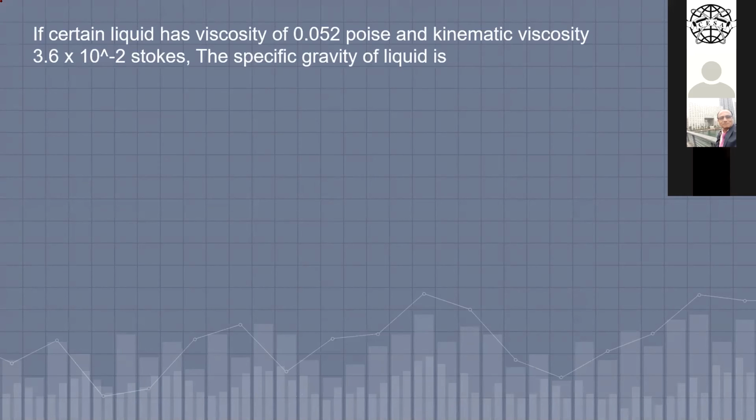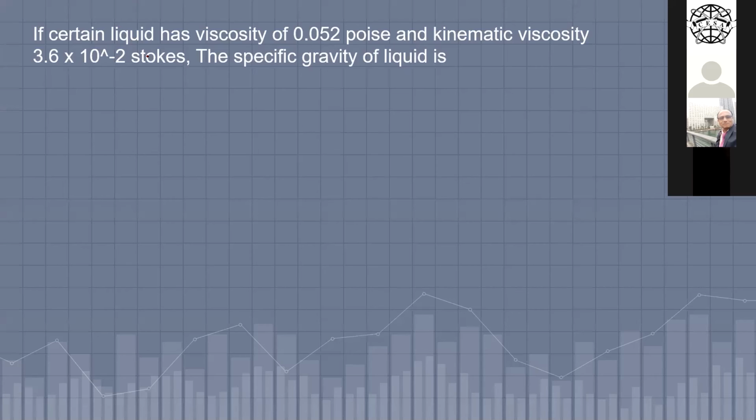Okay, so now see here. For example, I picked one question from the GATE. If a certain liquid has a viscosity of 0.052 poise, and kinematic viscosity is given as 3.62 times 10 raised to minus 2 stokes, then what is the specific gravity, they will ask.